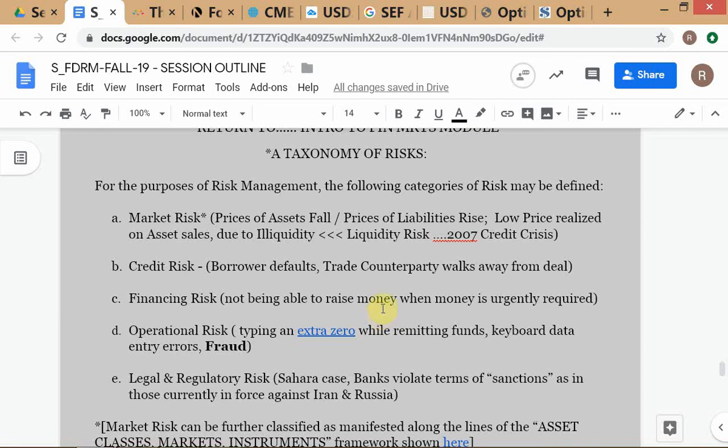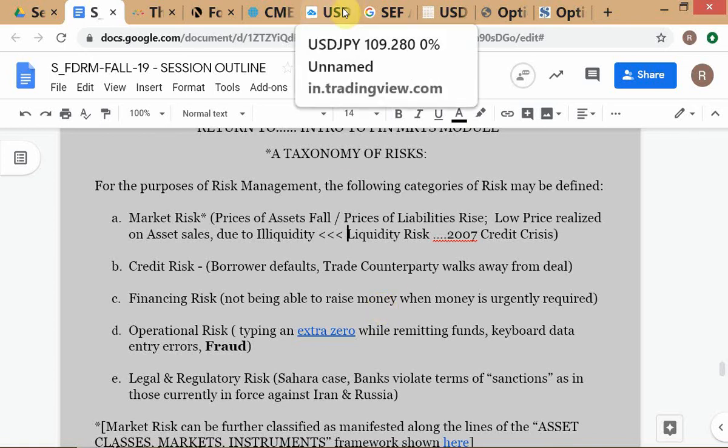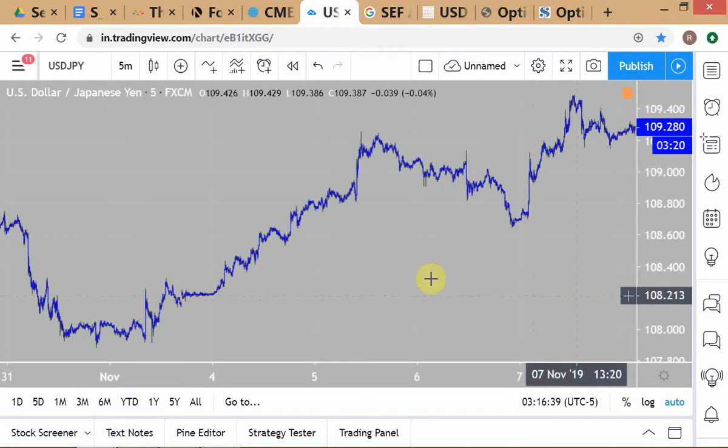In classical finance theory, the perspective is actually more balanced. So they use standard deviation as a measure of risk, which means whether it's upside or downside, it's still considered as risk.